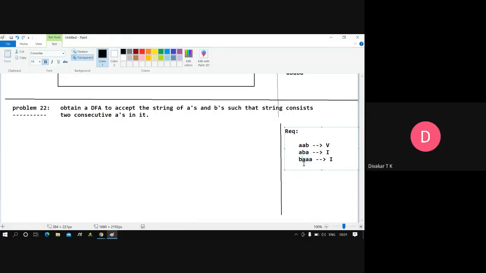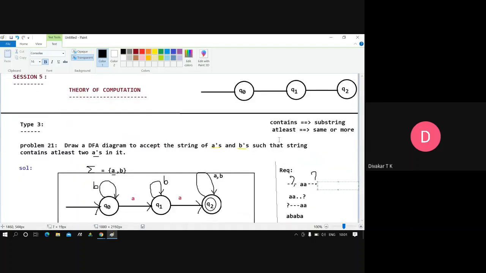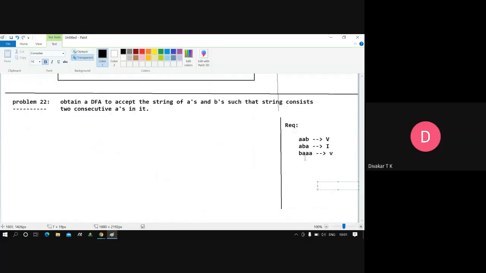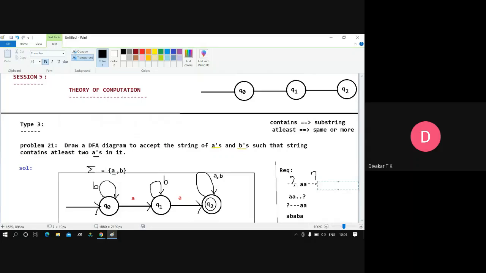Meaning proper answers they have given: sir, you can consider these two ways. I asked for two consecutive A's, and it satisfies two consecutive A's. We do not have to write exactly two A's. I have not asked for exactly two A's. I asked only for contains two consecutive A's. As I told you at the starting of the class, contains, consists, meaning it is a substring. Substring meaning it may be more also. Likewise, I told you at least meaning same or more.